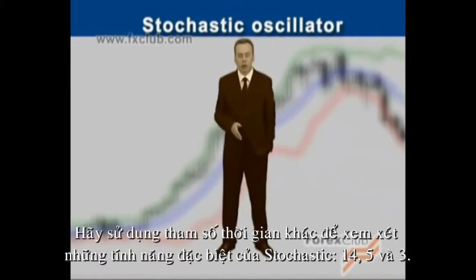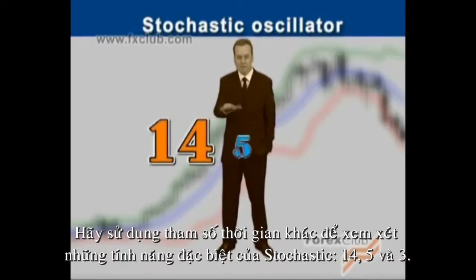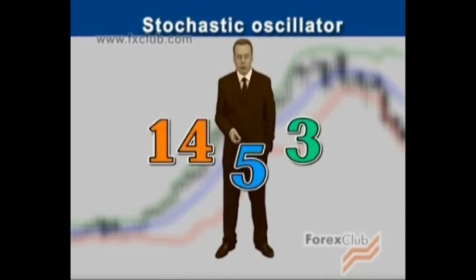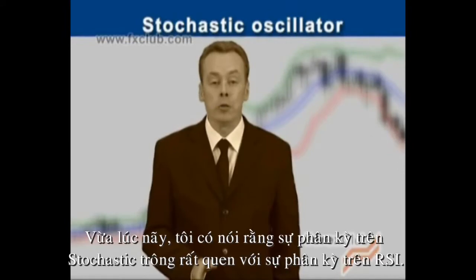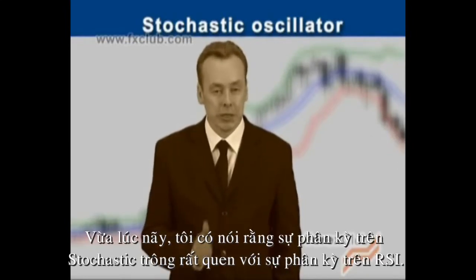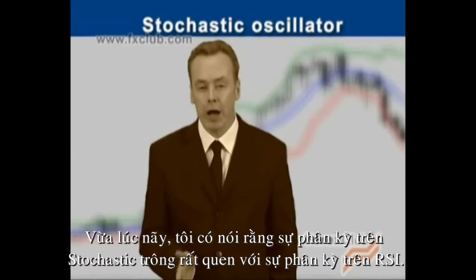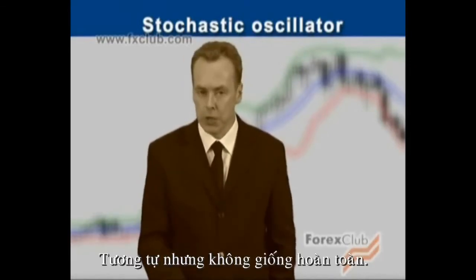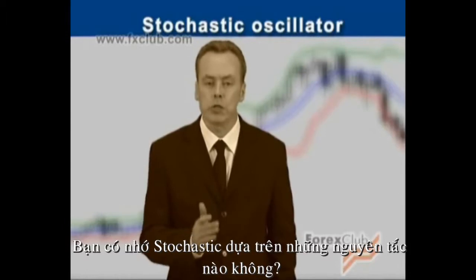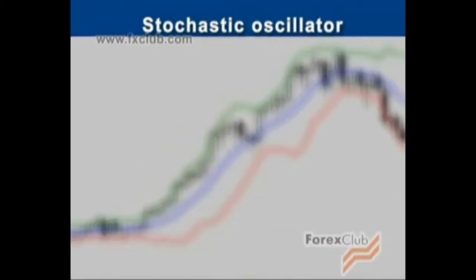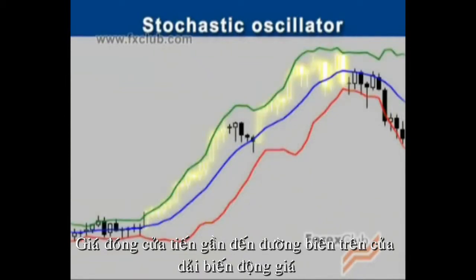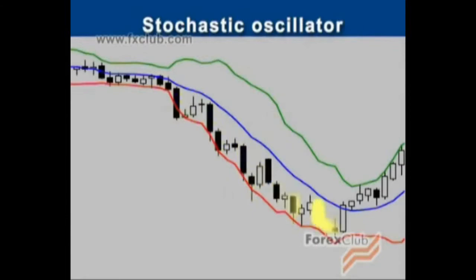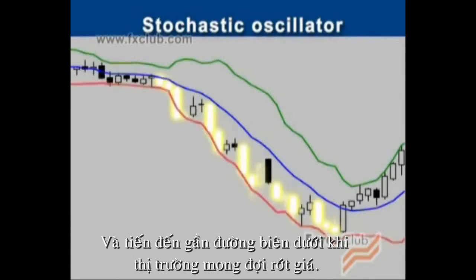Let's use other time parameters to examine some special features of stochastic. 14, 5 and 3. These values were put forward by technical analyst Thomas Bierwitz. A moment ago I said that divergence on stochastic looks similar to divergence on RSI. Similar but not the same. Do you remember the principle that stochastic is based on? Closing prices come closer to the upper boundary of the range when the trend is bullish, and to the lower line when the trend is bearish.